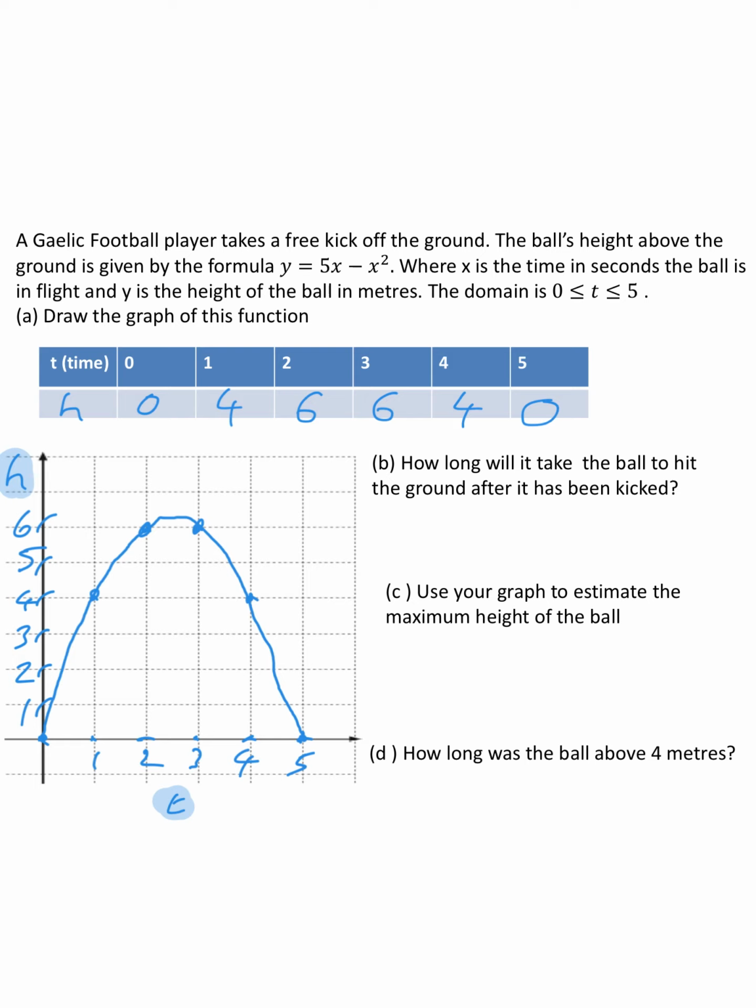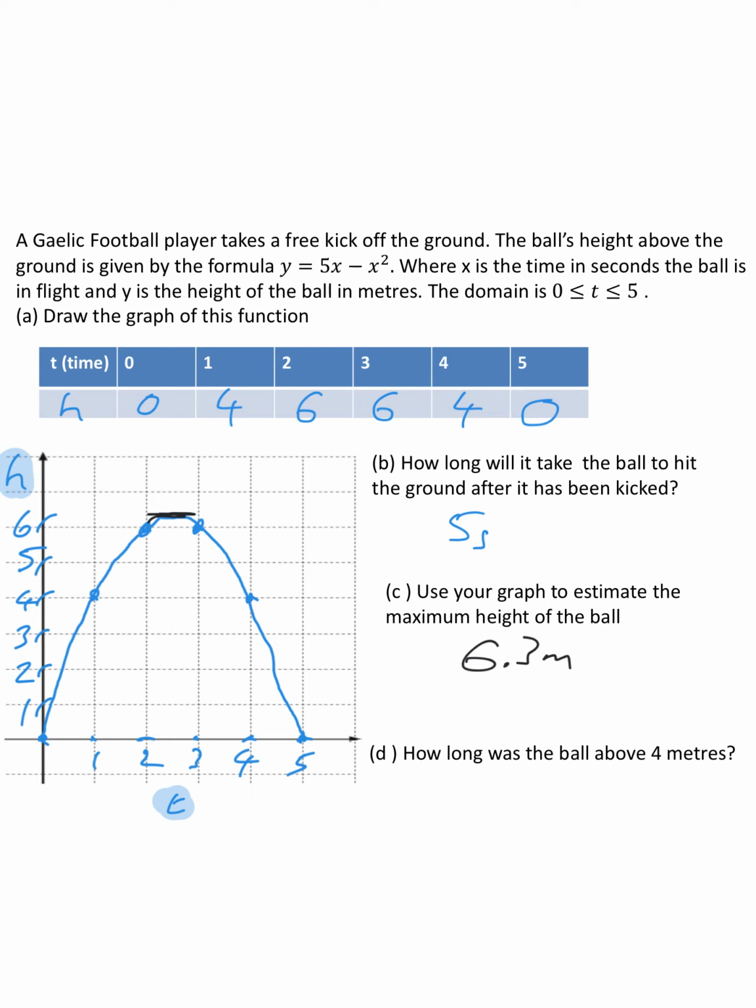So part B, how long will it take the ball to hit the ground after it's been kicked? So we can clearly see there that is 5 seconds. It starts here, goes up, 5 seconds, it's on the ground again. Then use your graph to estimate the maximum height of the ball. So that's just the highest point of it. So that is around here. So I would say that's around 6.3 meters. Again, if you're 1 or 2 decimal places off with this, it's okay, because there's always a range of values in the marking scheme.